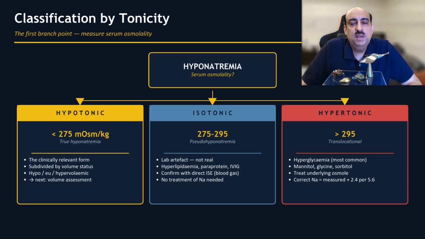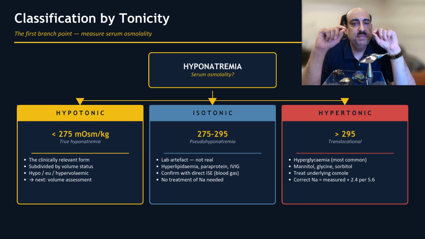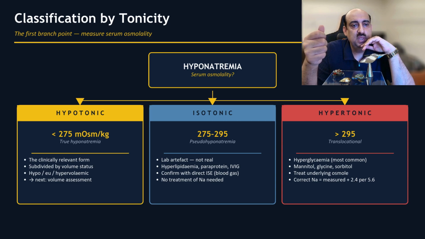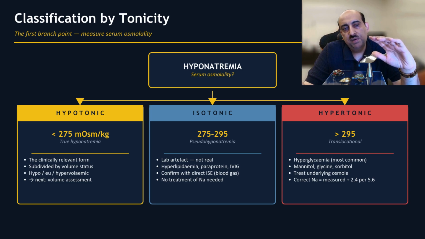Classification of hyponatremia by tonicity. Serum osmolality is the first branch point in any hyponatremia workup. 3 buckets: the hypotonic, which is the true hyponatremia, which means less than 275 milliosmoles per kilogram of osmolality. This is the clinically most relevant form, which is the bulk of this video. And we subdivide it by volume status in part 2.